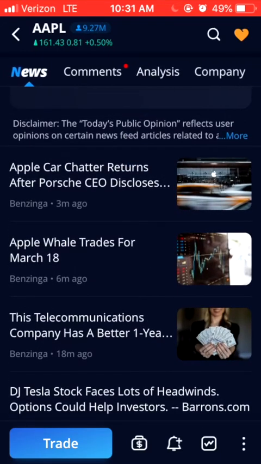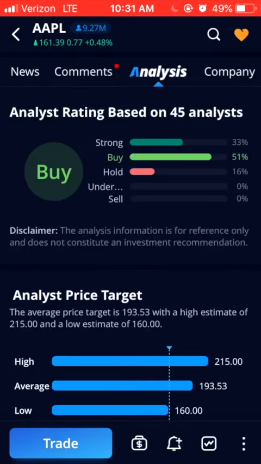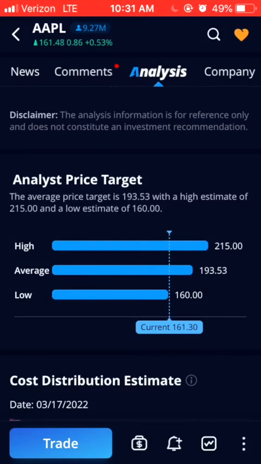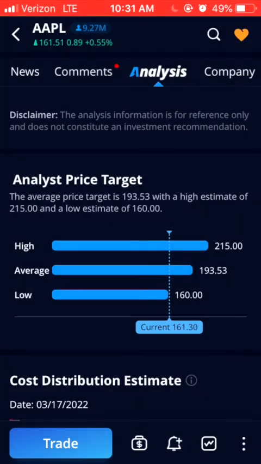Comments you can ignore. Just like anywhere on the internet, people say a lot of stuff even though they have no credibility. Analysis can be helpful. They bring in information based on different analysts. You can see 45 analysts they brought in about this stock. Strong buy, a hold, underperform, which means you might want to sell it, or sell, which they think you should sell it. These are all up to you, but these are what the analysts say. Here are a few of the price targets set by these analysts. Highest price target is 215. The lowest is 160. As you can see, the average is 193.